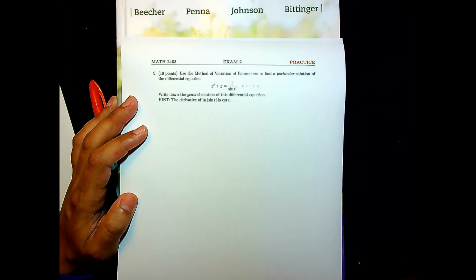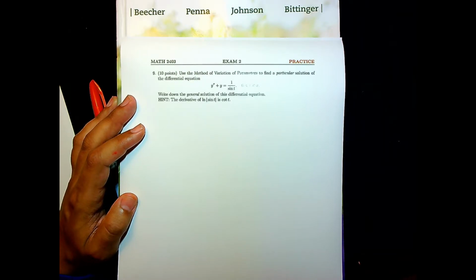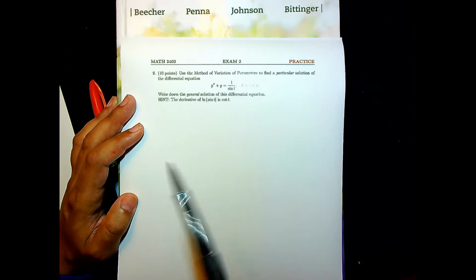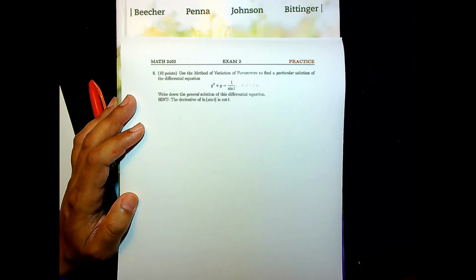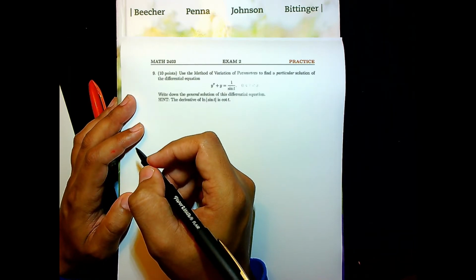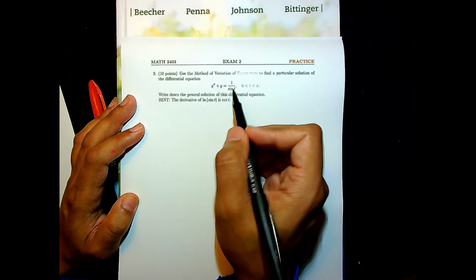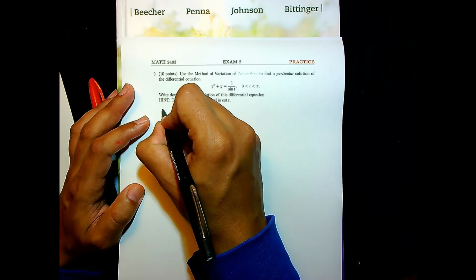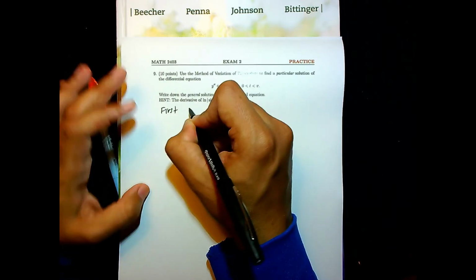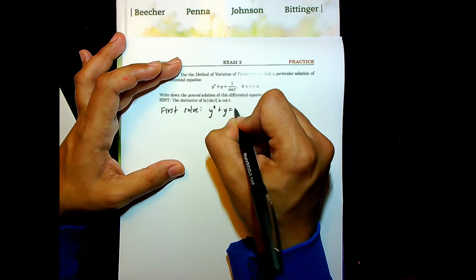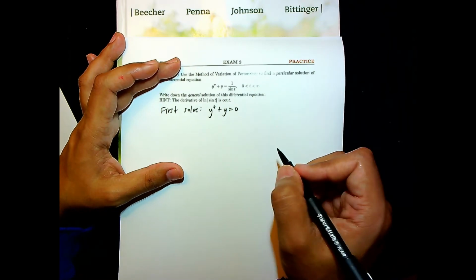Okay, now we're going to solve this problem, which is on using the method of variation of parameters to solve a differential equation. We're first going to find a particular solution, and then we're going to write down the general solution. So first of all, we need to solve the associated homogeneous equation. First we're going to solve y double prime plus y equals 0. Okay, that one we know how to do.